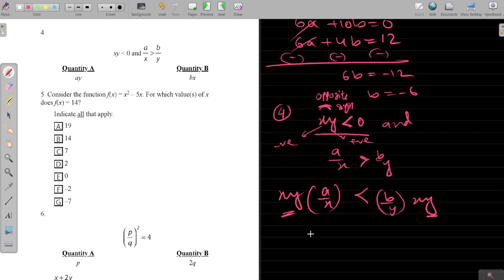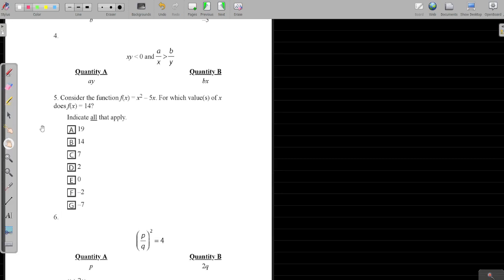So this one will be this way. The x and x will cancel, then it will be ay greater than, and the y and y will cancel, this will be bx, right? So bx is greater than ay. So look at this, here bx is greater, so this quantity is greater than the first quantity. Now question number 5.